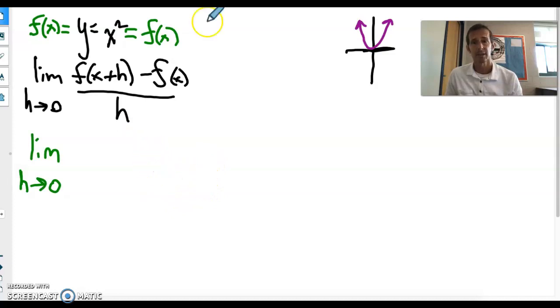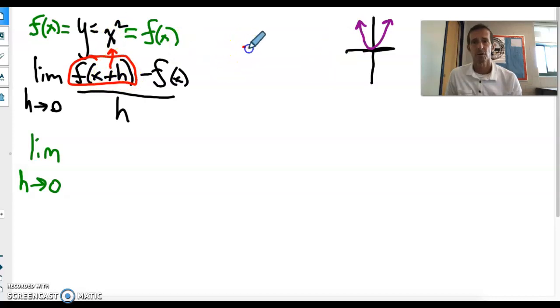And what happens is every time you do this, this h on the bottom will cancel. So you kind of know you've done it right if you get to a point where there's no more h on the bottom, because that's really the problem, is dividing by 0. So that's why we've got to do some algebraic manipulation to get rid of that. So the first thing I'm going to do is I'm going to figure out what this equals. And f of x plus h just means I'm going to plug x plus h into my function. So I'm going to plug x plus h right here.